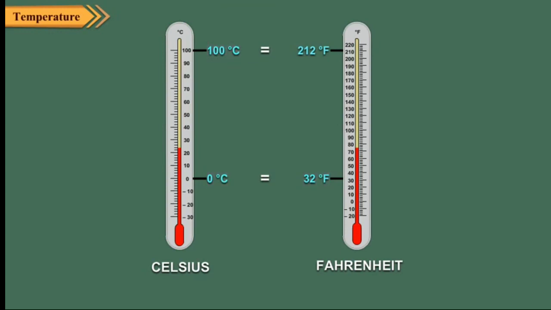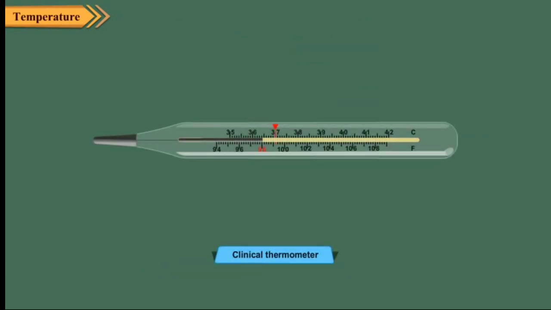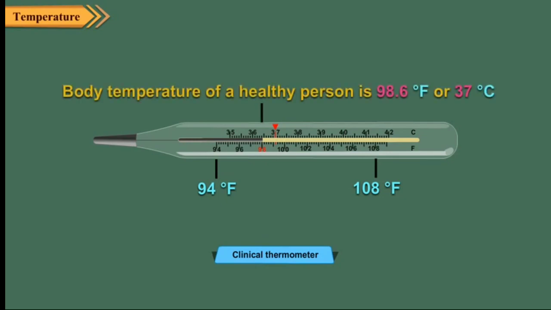The temperature of the human body is measured with a clinical thermometer, generally marked from 94 degree Fahrenheit to 108 degree Fahrenheit. The body temperature of a healthy person is 98.6 degree Fahrenheit or 37 degree Celsius.